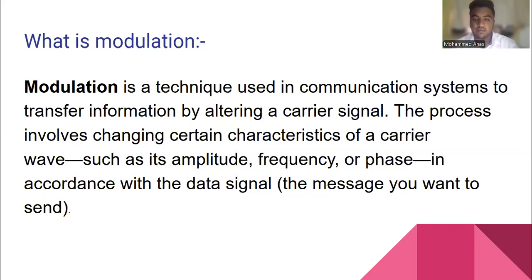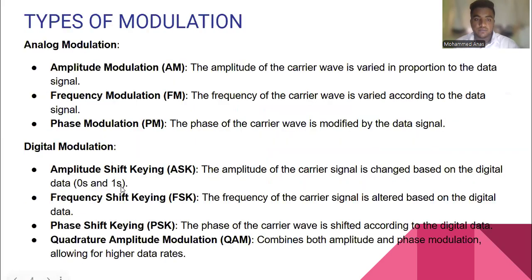Here, data signal means message signal. Modulation means altering the carrier signal with respect to the message signal, meaning changing the amplitude, frequency, or phase with the data signal or message signal. Next, the different types of modulation: analog modulation and digital modulation. In analog, we have amplitude modulation, frequency modulation, and phase modulation. In digital modulation, we have ASK, FSK, PSK, QAM.